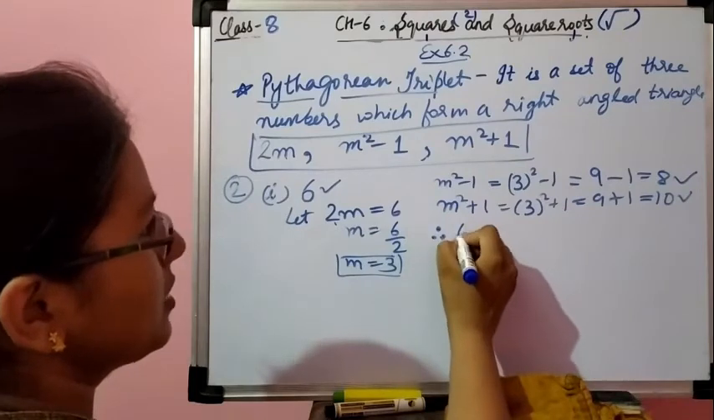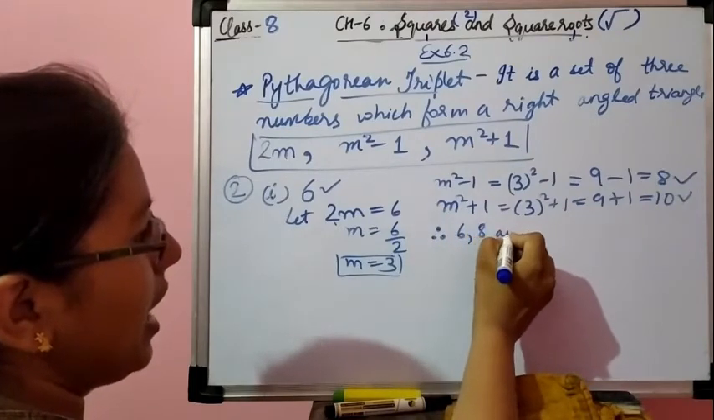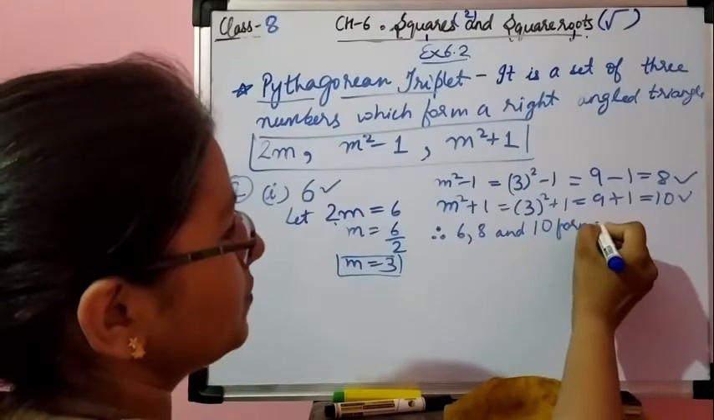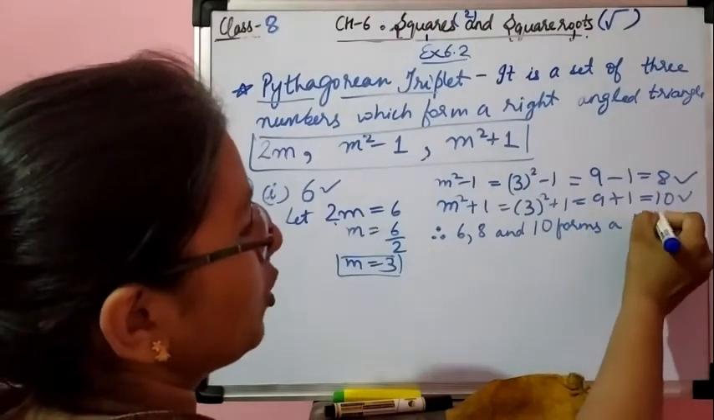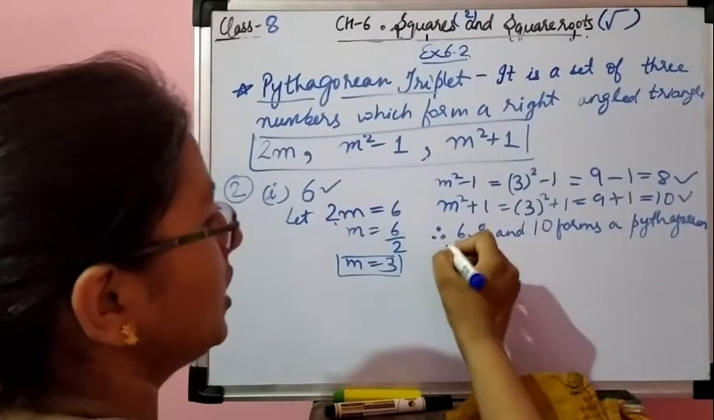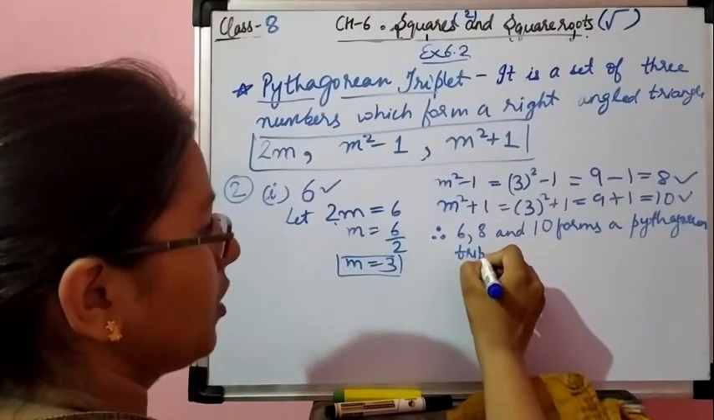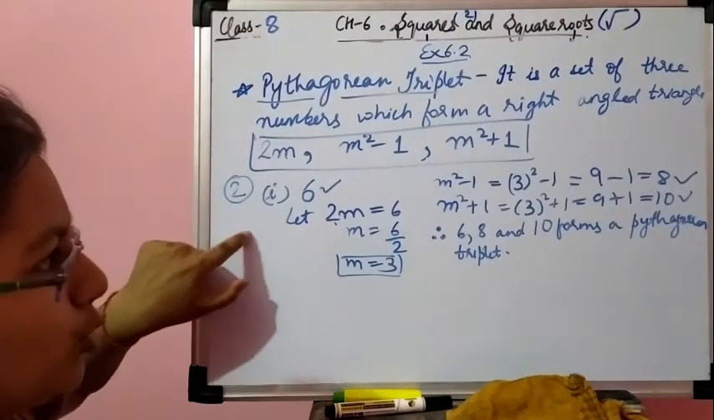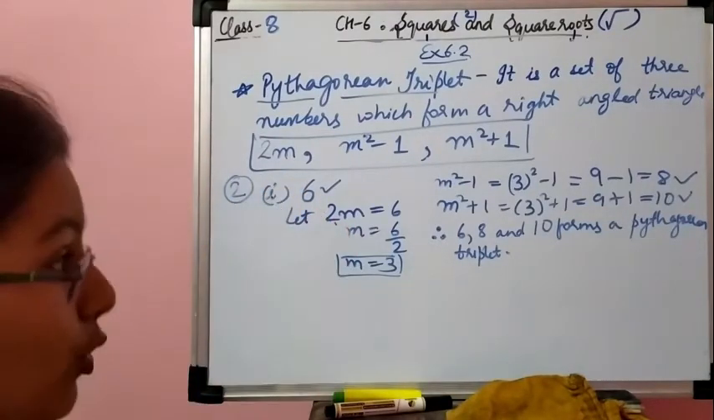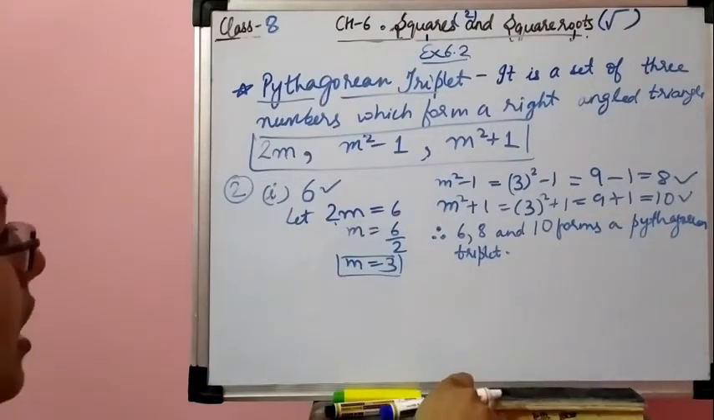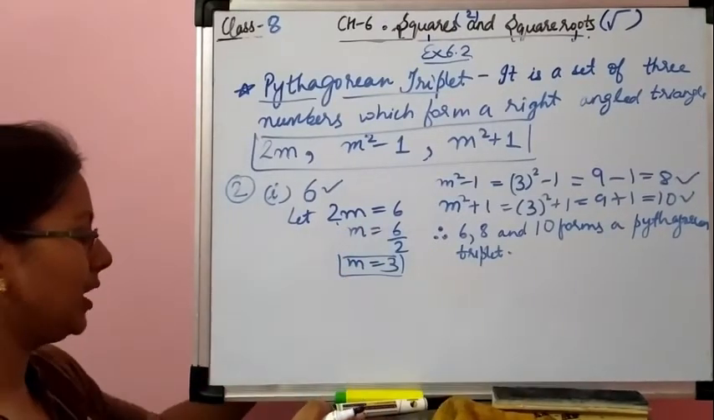Therefore, 6, 8 and 10 form a Pythagorean triplet. Okay. So in this way, if any one member is known to you, then first you can find out the value of m, and then you can find the other two members. We will take one more example.